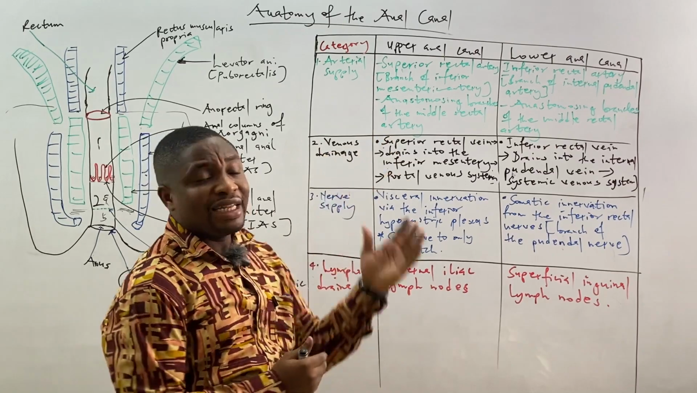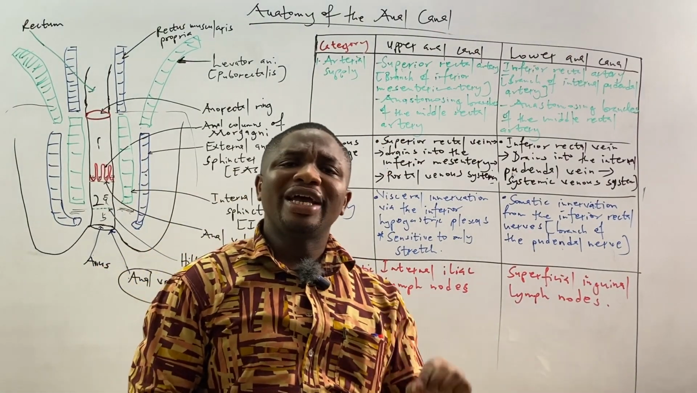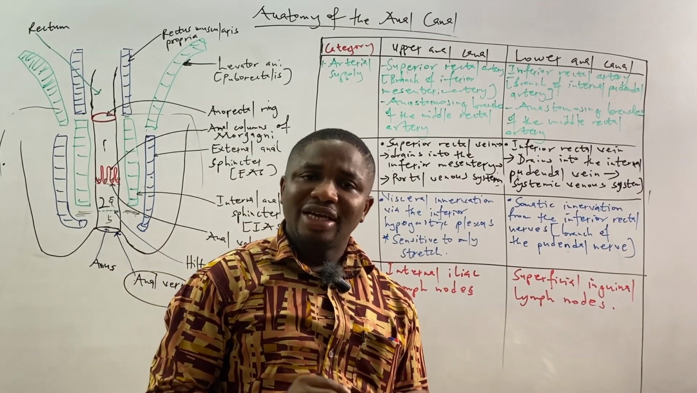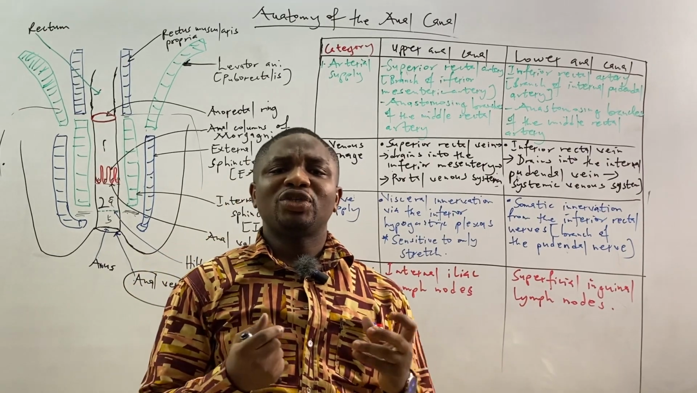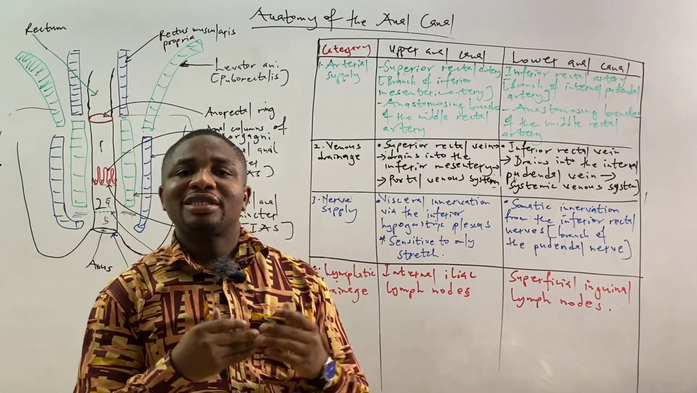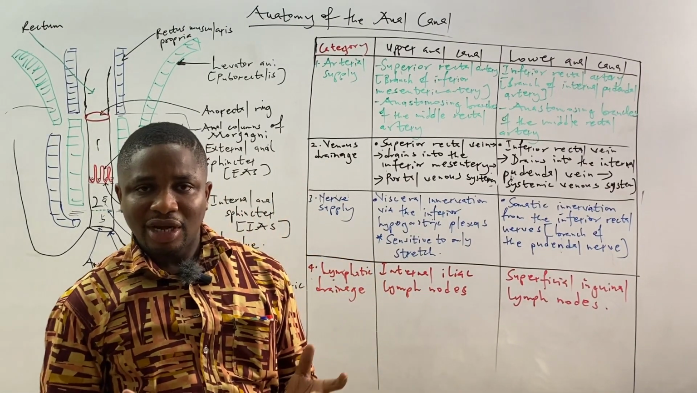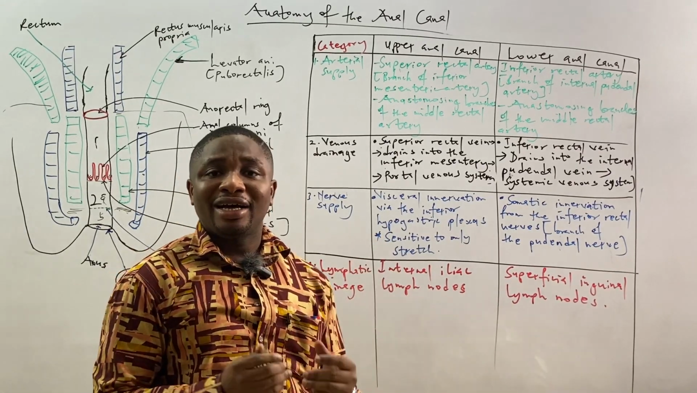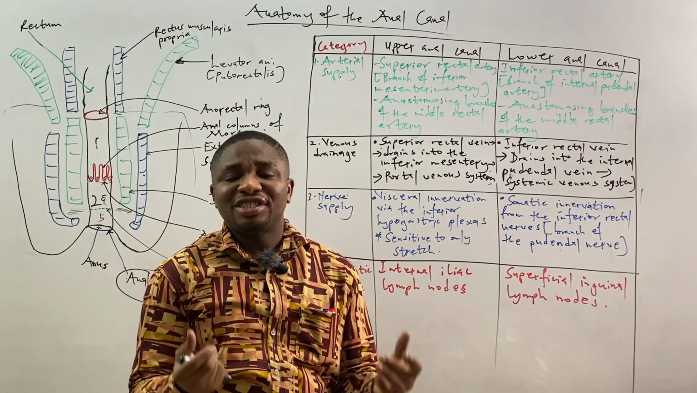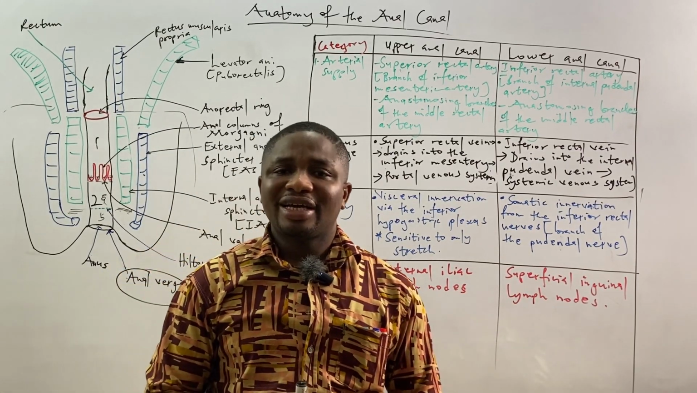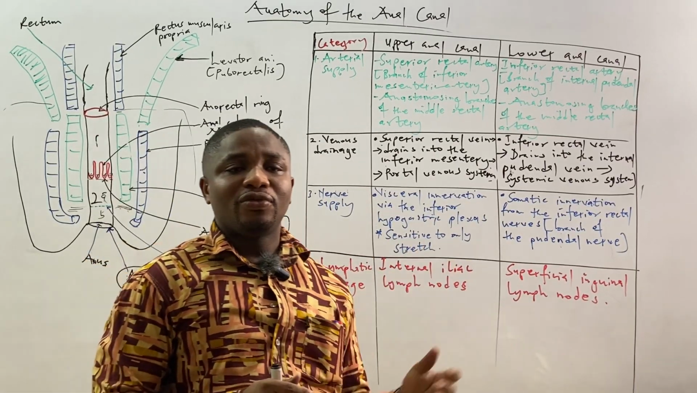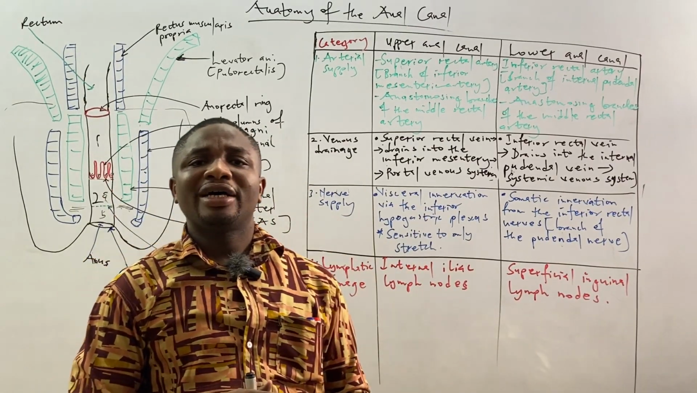Now, the lower anal canal is supplied by the inferior rectal artery. And the inferior rectal artery is a branch of the internal pudendal artery. And the internal pudendal artery, where does it come from? It is coming from the internal iliac artery. I hope you've gotten that. And also, the lower anal canal is supplied by the anastomosing branches of the middle rectal artery. That goes for the arterial supply of the upper anal canal and the lower anal canal.